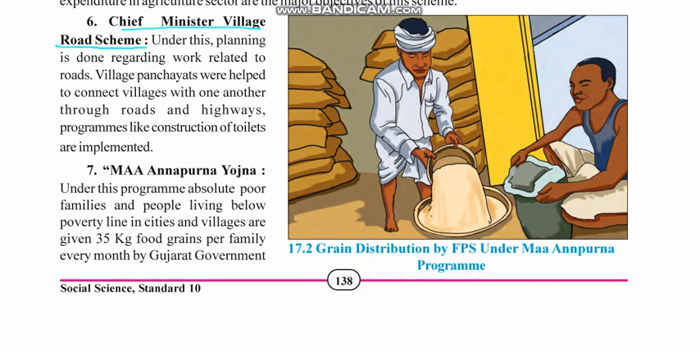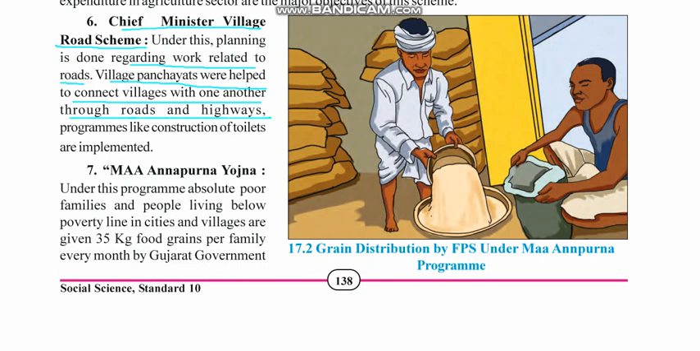The next scheme is Chief Minister Village Road Scheme. Now Chief Minister means it is related to the state scheme. The previous Pradhan Mantri was related to the center. Now this is related to the state. Under this, planning is done regarding work related to roads. See, village panchayats were held to connect villages with one another through roads and highways.